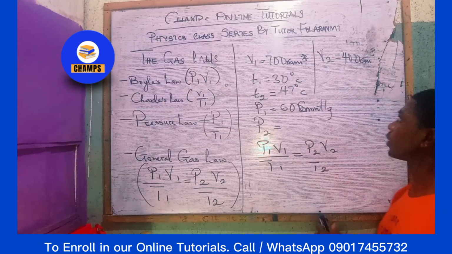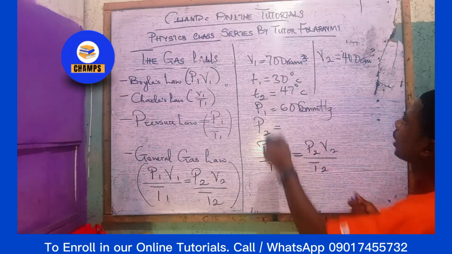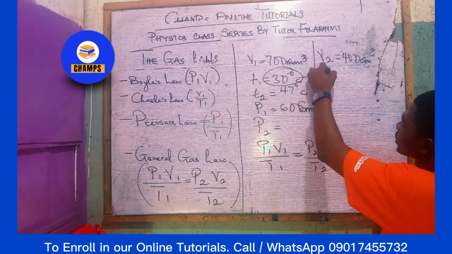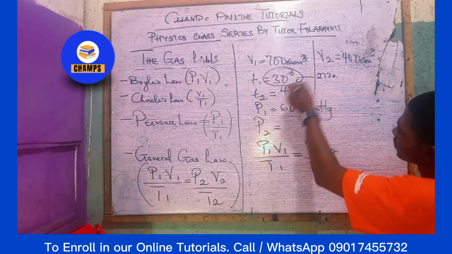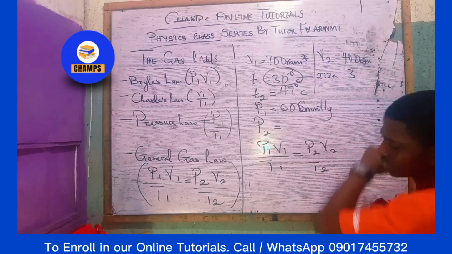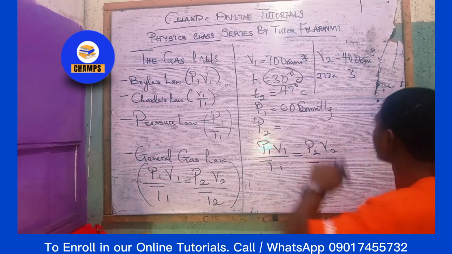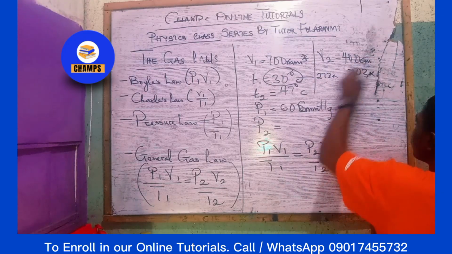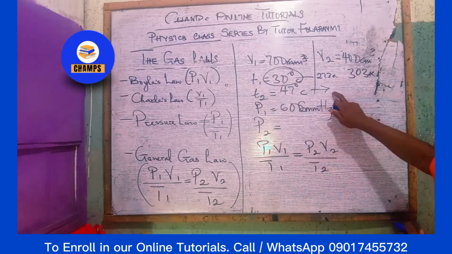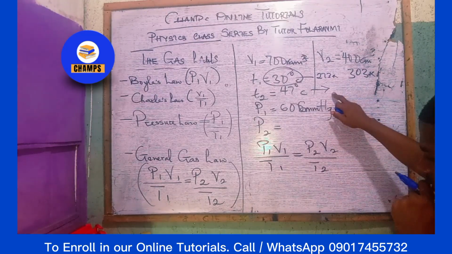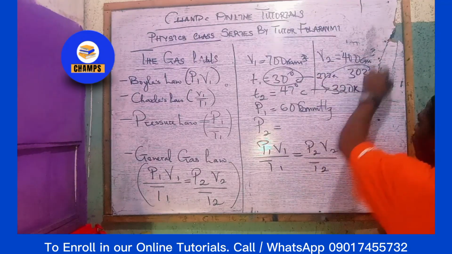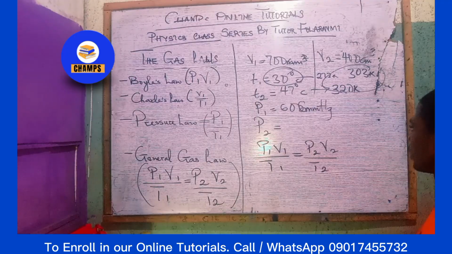Solving this question, we can just convert our degrees Celsius to Kelvin, which will be plus 273. So if you add 273 to 30, that should give 303 Kelvin. And if we do the same thing for this side, we add 273 to our 47, that should give us 320 Kelvin. So now we've converted all this to Kelvin. Now let's quickly solve this.